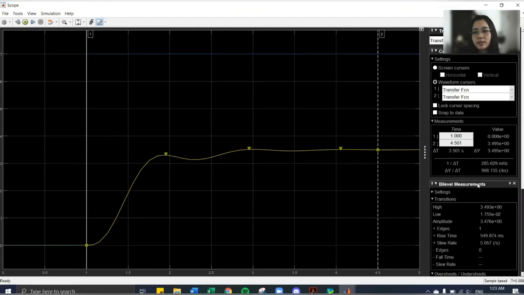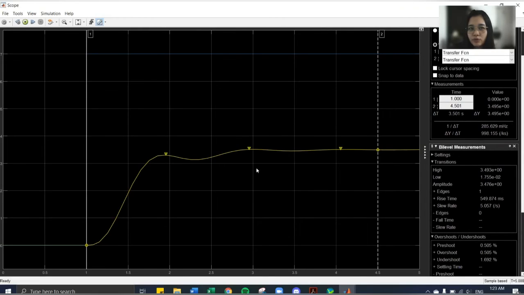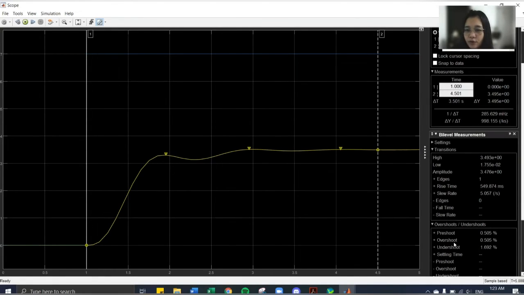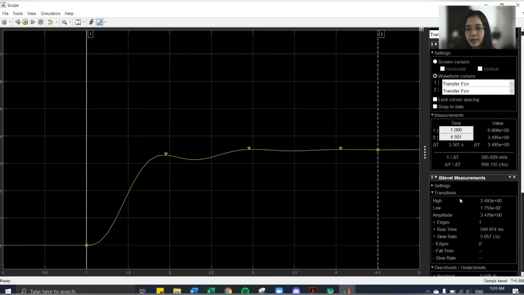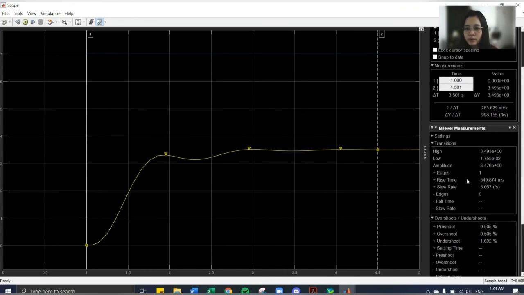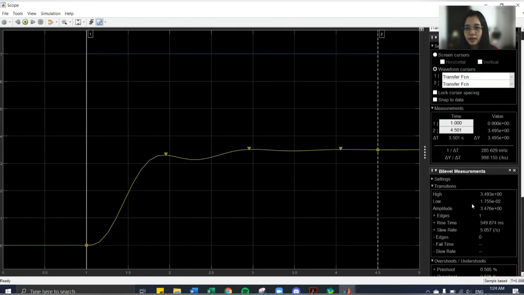As you can see here, on the right side, we can see the output values for this graph. Here is the overshoot value, which is 0.505%. And then the rise time, 549.874 millisecond. And this is the settling time, 3.501.